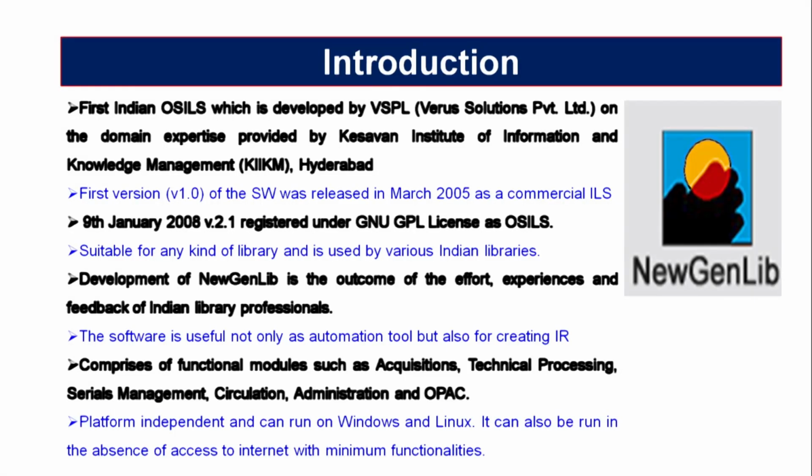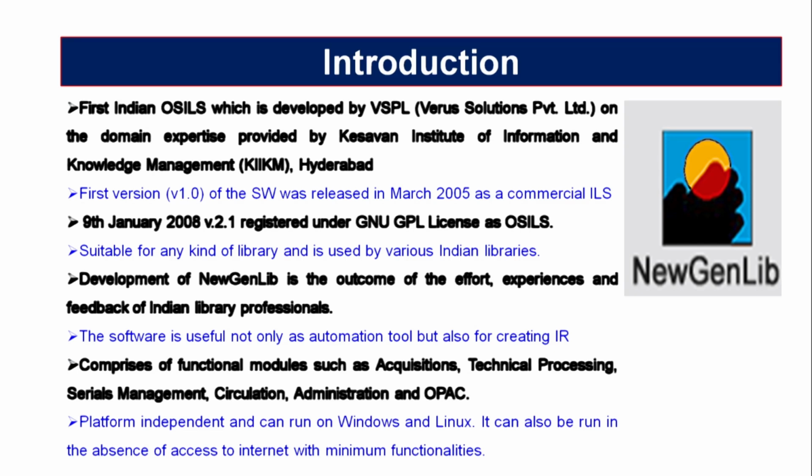When we talk about NewGenLib, as we have learned about ABCD and Koha, both of those software are developed by a foreign country, or as a collaboration of foreign countries. Whereas when we talk about NewGenLib, we should be proud that we have an indigenous, Indian community developed software. It is a kind of local software that Indian library professionals have developed. We can call this software the first open source integrated library system.